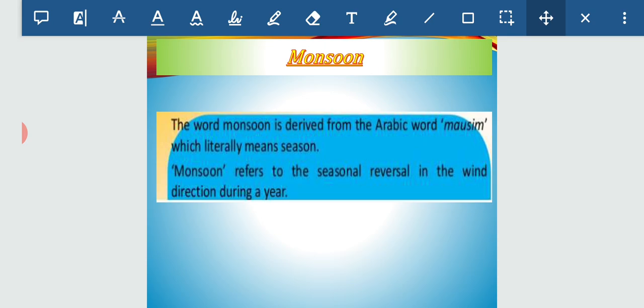Now why are the winds changing their direction? Because seasonally the temperature variation takes place. When there is a variation in the temperature, there is a variation in the pressure condition too. As a result, seasonally the variation takes place from land to sea or sea to land, and that is why it is termed seasonal reversal of wind direction.